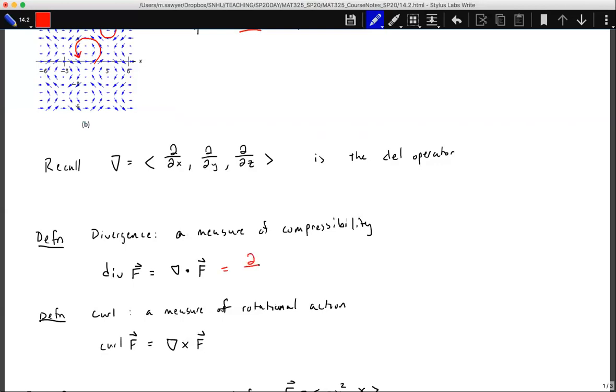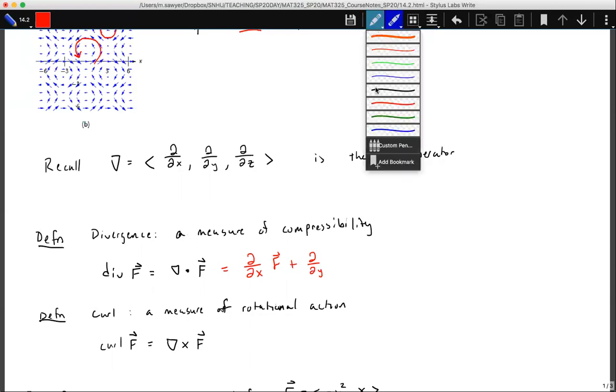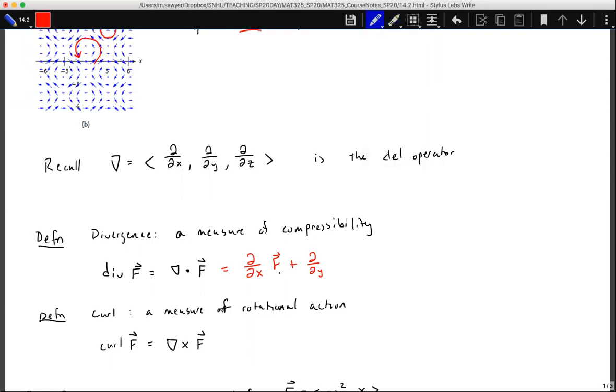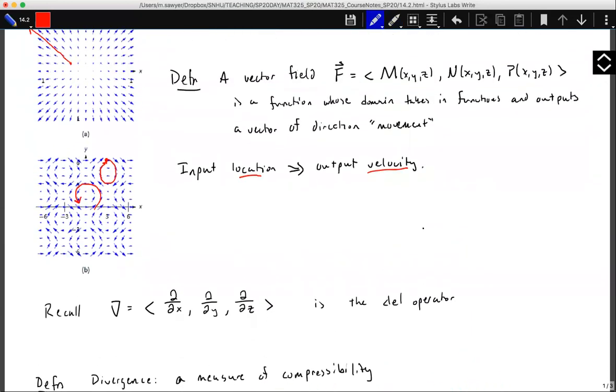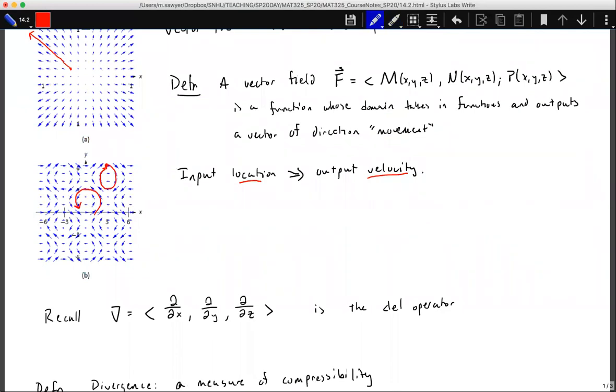So this is the partial with respect to x of the first component of F, if we think of F as the m component, or the x component, plus the partial with respect to y of F in the y component, plus the partial with respect to z of F in the z component. In your text, it references this as mx plus ny plus pz, where m, n, and p are the entries in each of those components of the vector field, as shown up here, m, n, and p.